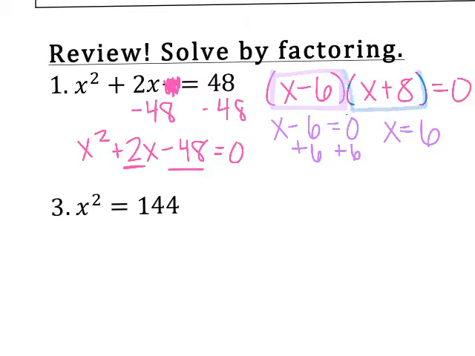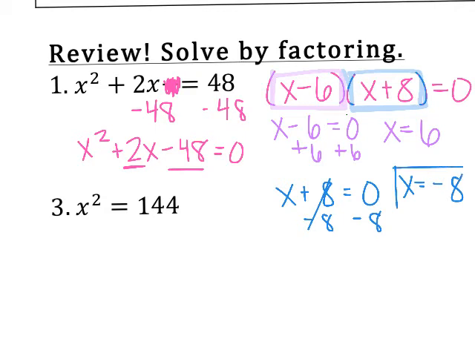My second part is going to be this x plus 8. So x plus 8 equals 0. This time I'm going to subtract 8 from both sides, and I get x equals negative 8. So that is a little bit of review of solving by factoring.